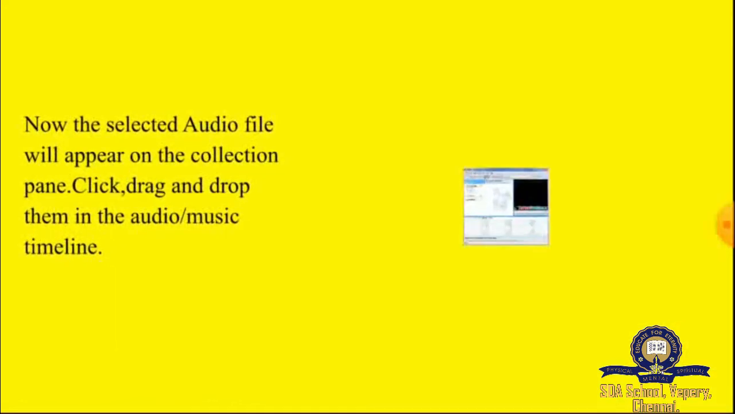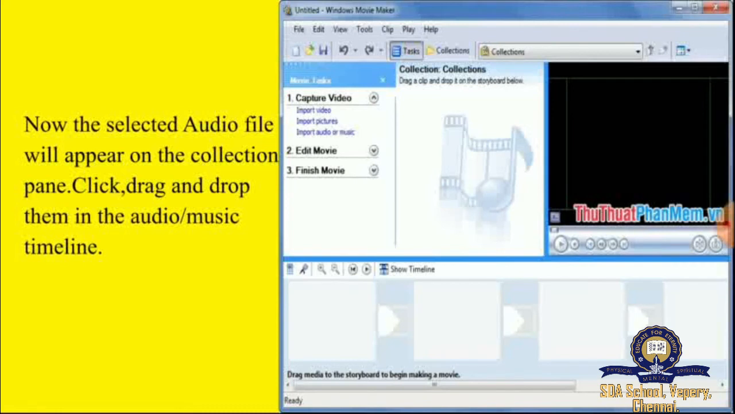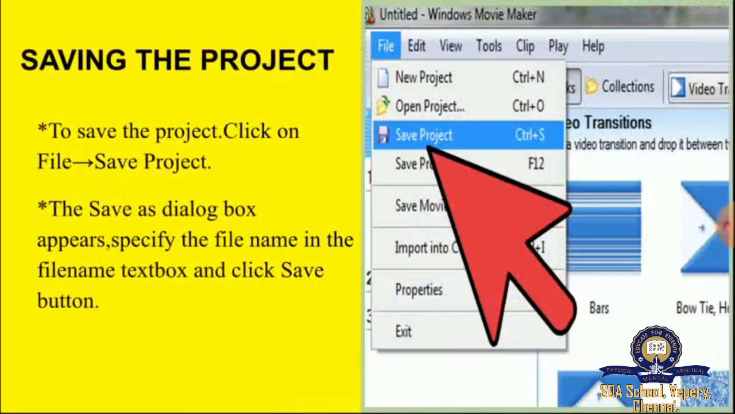Now the selected audio file will appear on the collection pane. Click, drag and drop them in the audio music timeline. After selecting the audio file, click, drag and drop the audio in the timeline. Like this only, you can add audio or music in the Windows Movie Maker.